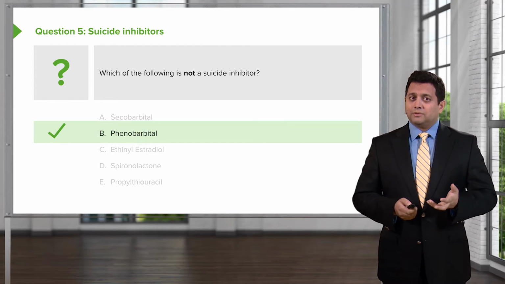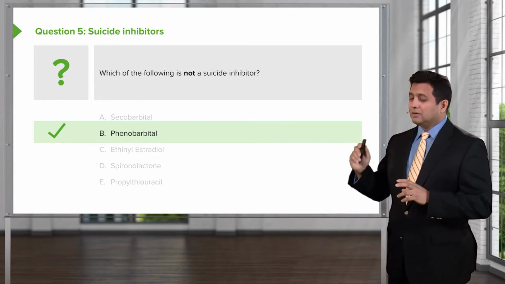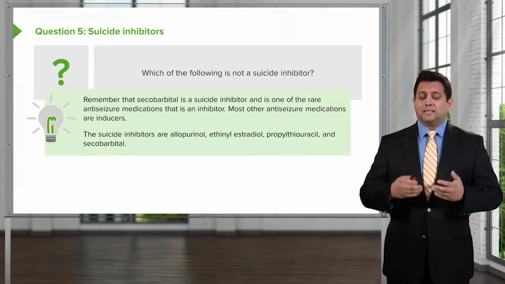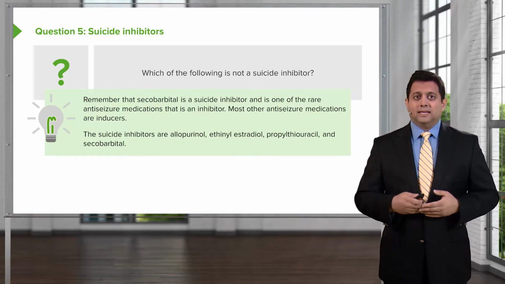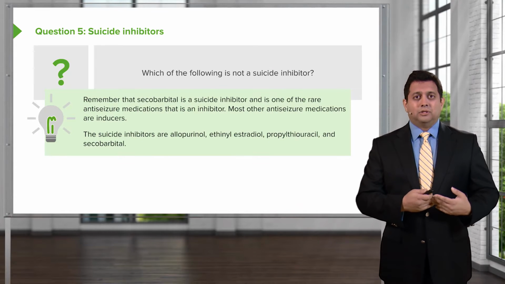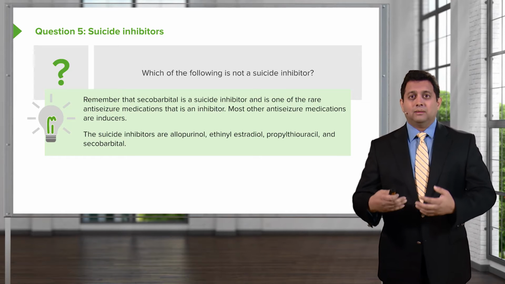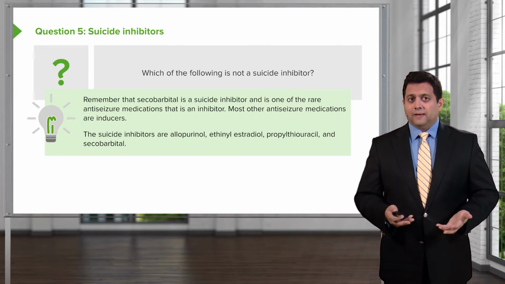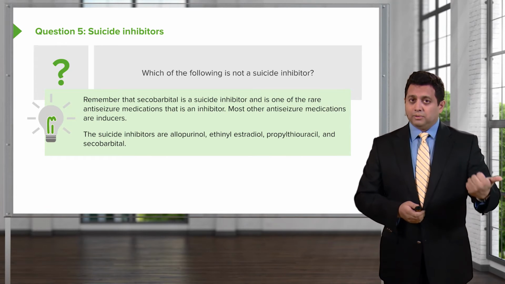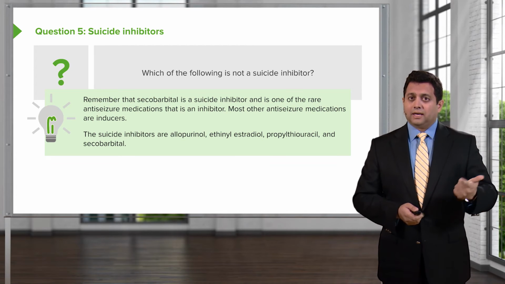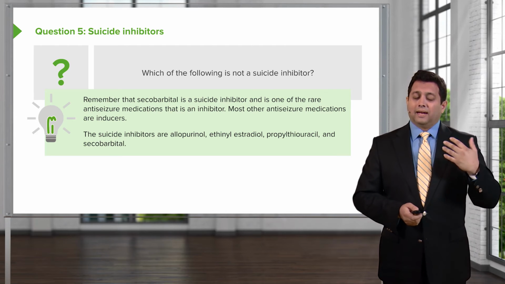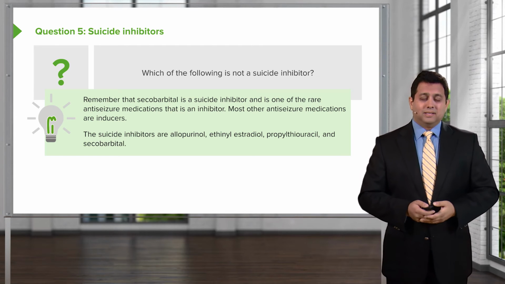It's really important to remember that you have a choice between secobarbital and phenobarbital, and secobarbital is a suicide inhibitor. It is one of those rare anti-seizure medications that is an inhibitor. Most other anti-seizure medications are inducers. The suicide inhibitors are allopurinol, ethinyl estradiol, propylthiouracil, and secobarbital, and I would definitely recommend that you memorize this list of drugs.